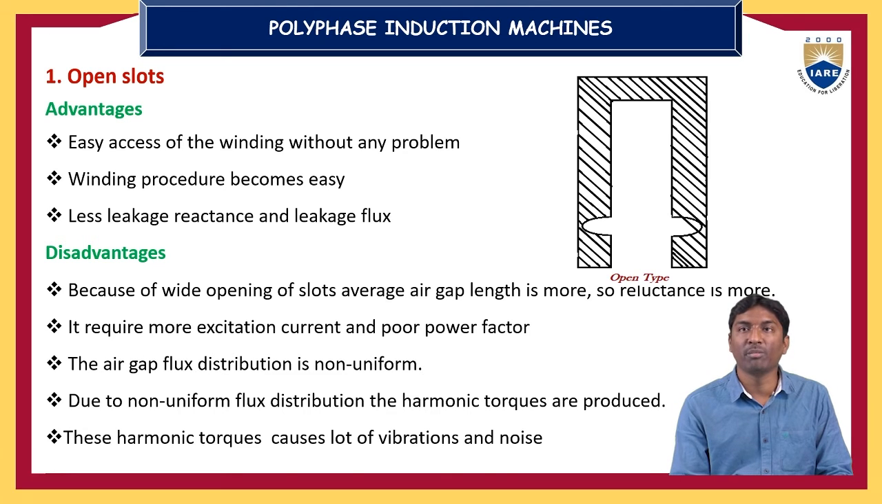It also requires more excitation current, and the power factor is poor. The air gap flux distribution is not uniform, and due to the non-uniform flux distribution, harmonic torques are produced in open slots. These harmonic torques cause a lot of vibration and noise in induction machines. So due to these harmonics, there is a lot of noise and vibration in induction machines.